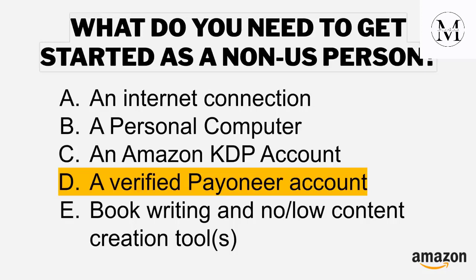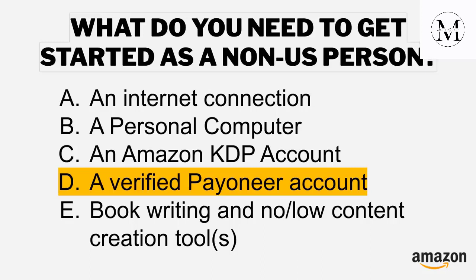So the next thing that you will need is an Amazon KDP account. This is very important because how do you publish books if you don't have an account? So you have to have an Amazon KDP publishing account. Remember, KDP means Kindle Direct Publishing. So you need to have a Kindle Direct Publishing account to get started.